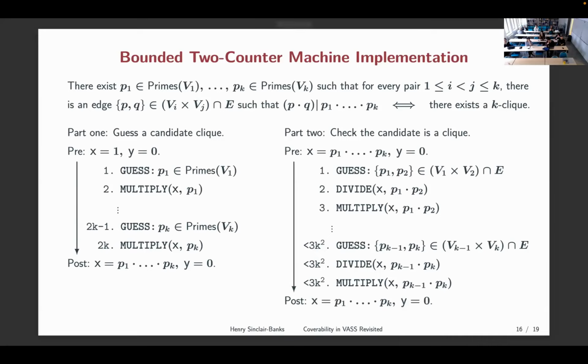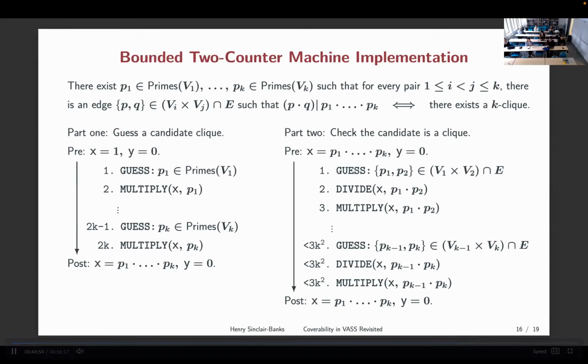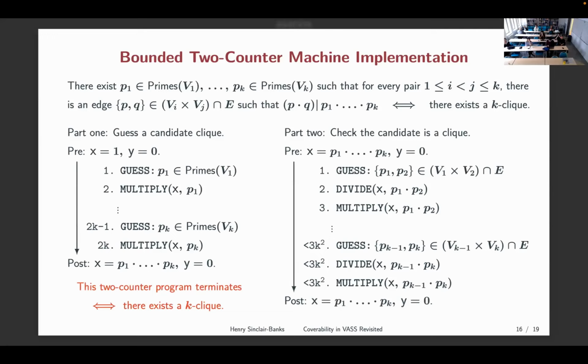And the pre and post conditions here are not so important. It's just that if we can get to the end of the program, then we indeed must have satisfied the statement at the top. And so we know there must be a k-clique in the original graph. And so, yeah, we can terminate in this two-counter program if and only if there is a k-clique. And the termination just says, I get to the end and I'm happy. Like I can reach the final step of the program. So I can take the loops in the program.